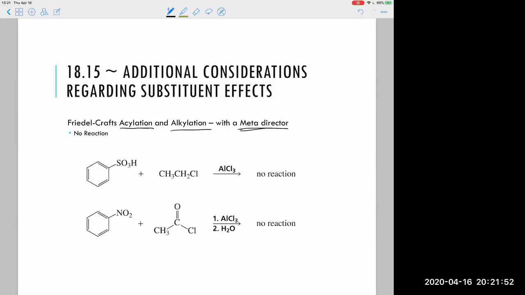All right, these reactions are just so slow that they basically don't happen. If there's an activator, you're all good. Ortho-para directors, you're all good. But if there's a metadirector, there will be no reactions of the Friedel-Crafts kind. So again, another important exception to remember here.